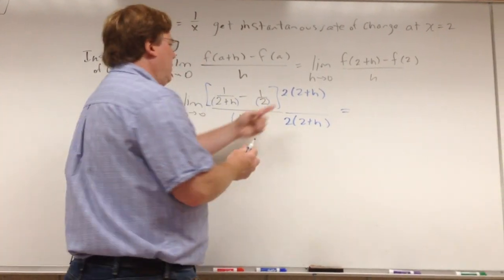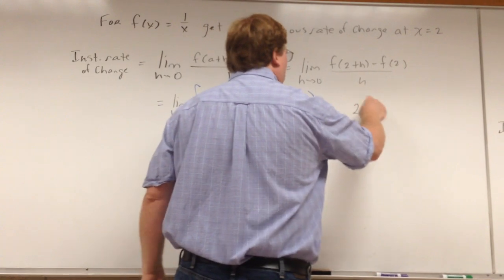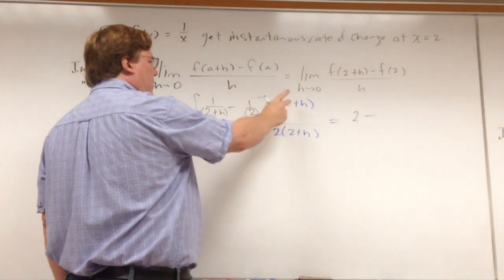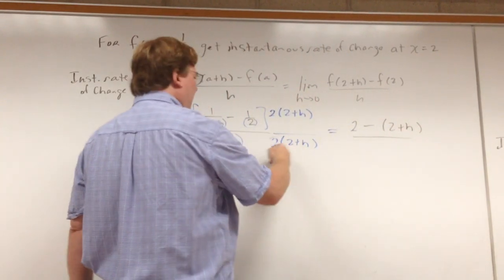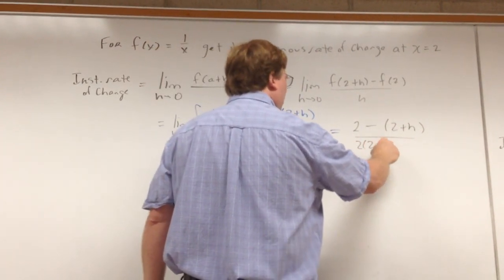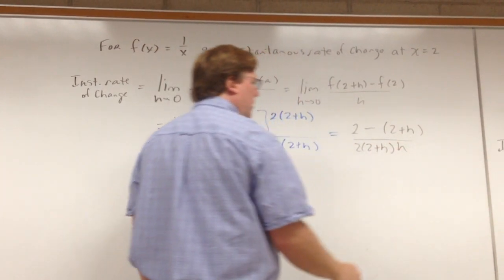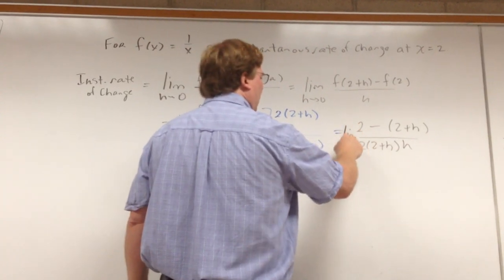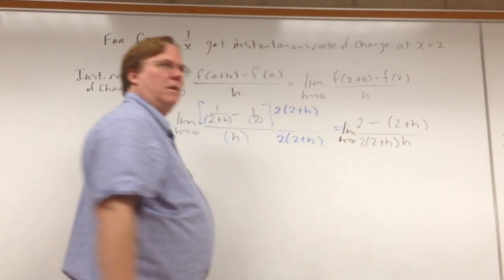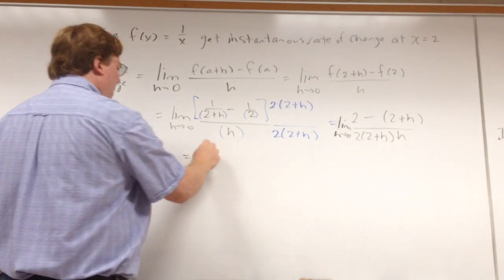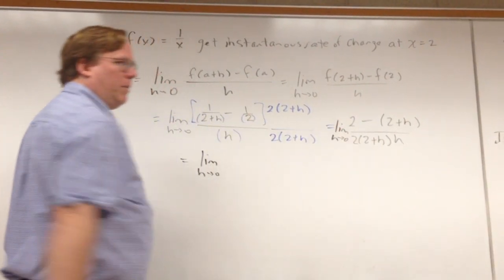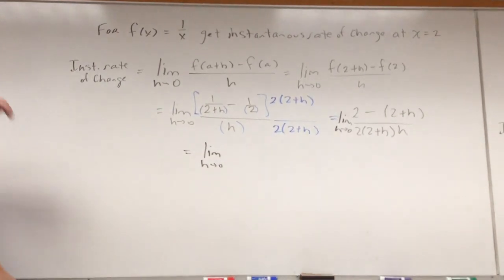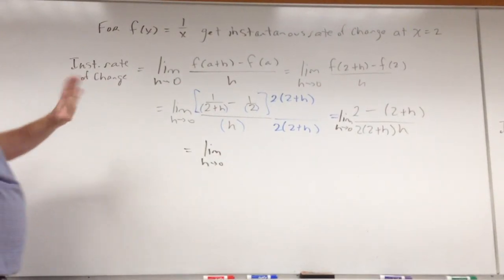Okay, so the 2 plus h cancels and I'm left with just the 2. And for these guys, the 2's cancel and I'm left with just the 2 plus h. And then here I've got 2 times 2 plus h times h. And this is the limit as h approaches 0. Don't forget that limit. That's incredibly important. You're getting the slope of a tangent, not a secant.